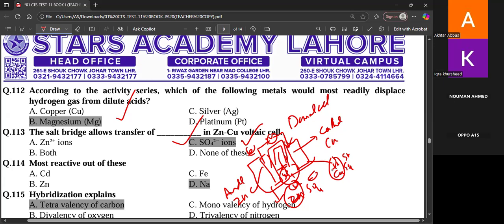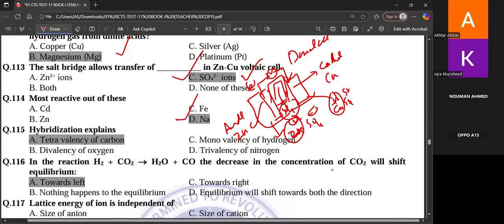The most reactive out of these is sodium, because on the upper side of the electrochemical series the oxidation potential of the metal is greater. So we can say that the delta option is correct. So when sodium reacts with a dilute acid, it gives hydrogen faster as compared with the others.